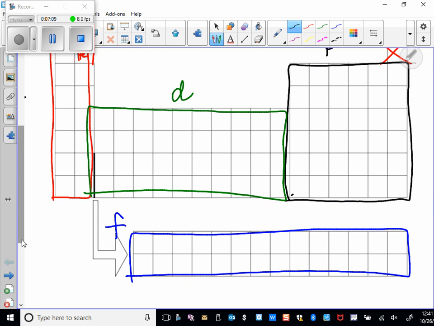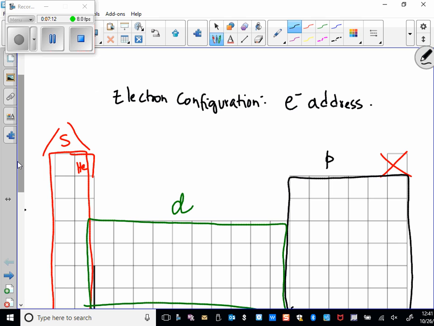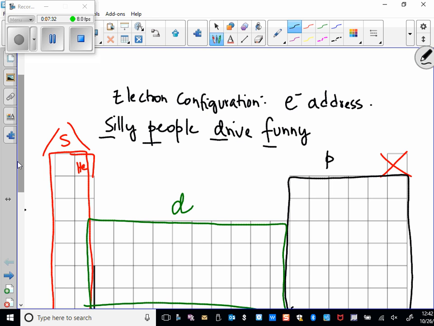So how are you going to remember these orbitals? These are mathematical solutions. In order to remember, we are going to write a mnemonic: Silly people drive fast. You kids are going to learn to drive, and that's how you will remember what the orbitals are: S, P, D, and F. Those come from the mathematical solution.